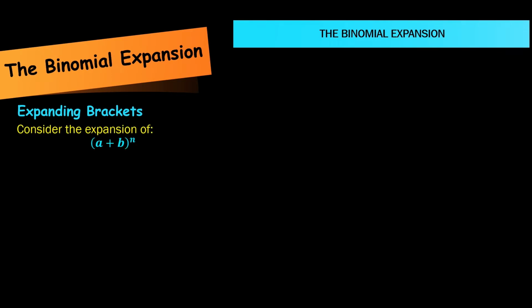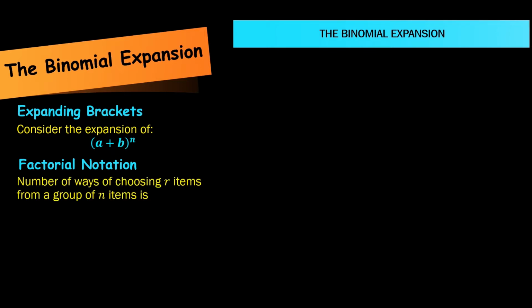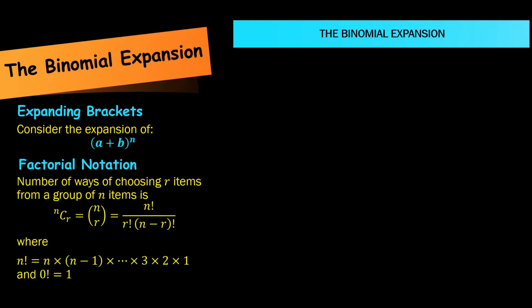We are going to consider the expansion of a plus b to the power n. But before we do that, let's take a look at some factorial notation. Recall that the number of ways of choosing r items from a group of n items is n choose r equals n factorial over r factorial times n minus r factorial, where n factorial equals n times n minus 1 times all the way down to times 3 times 2 times 1, and 0 factorial equals 1.